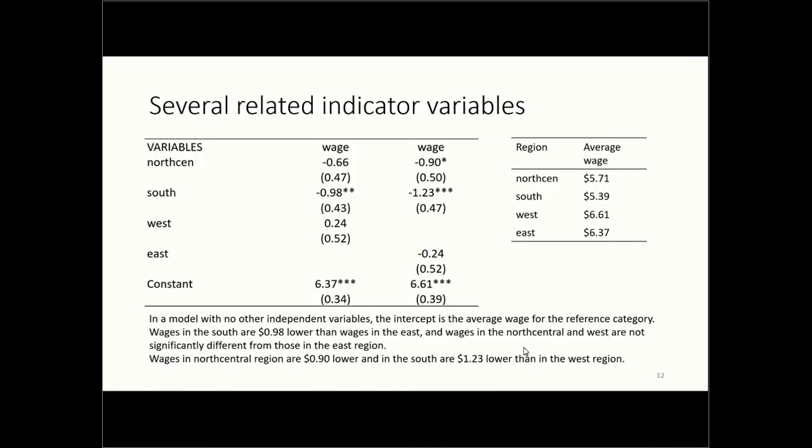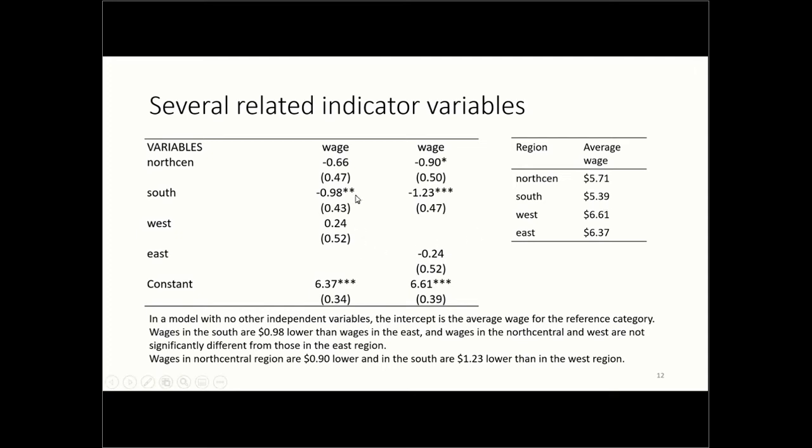So let's start with the basic model where we do not have any independent variables first. Notice that if we calculate the average wage by region, these are the numbers that we have here. West has the highest average wages, followed by east, then north central, and the south has the lowest wages.